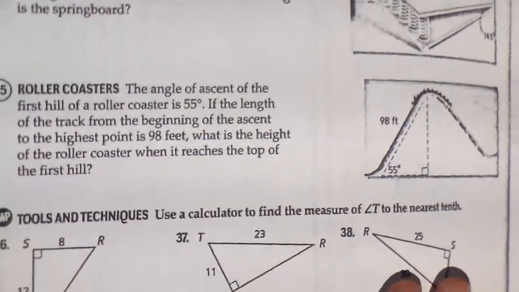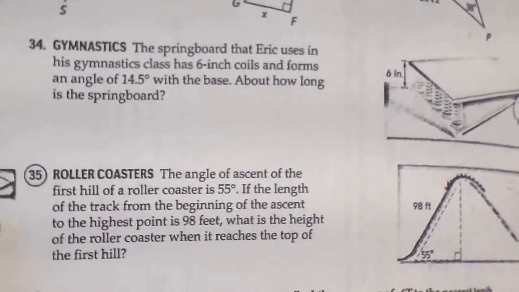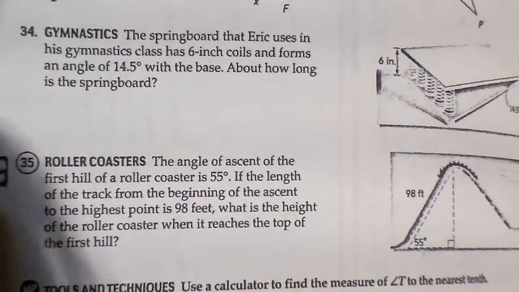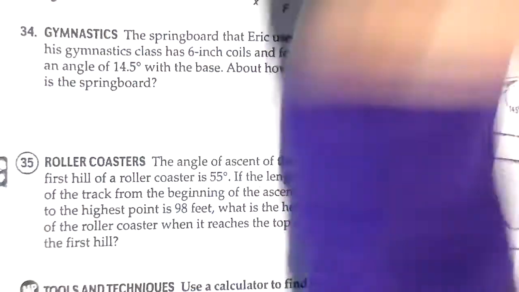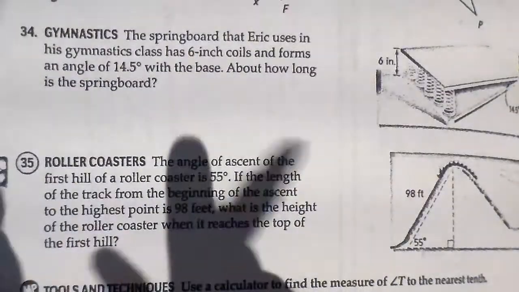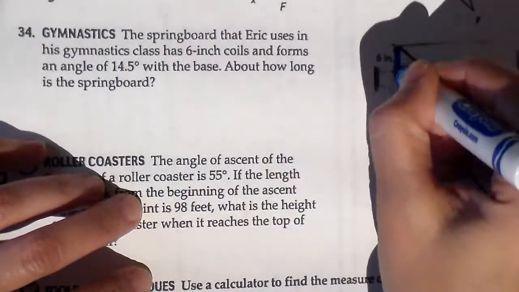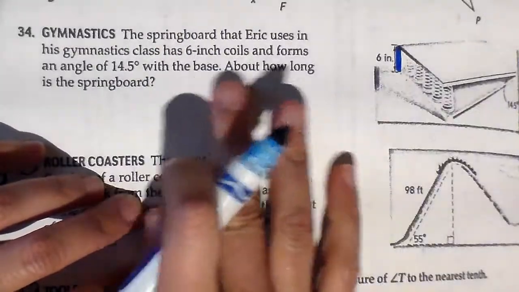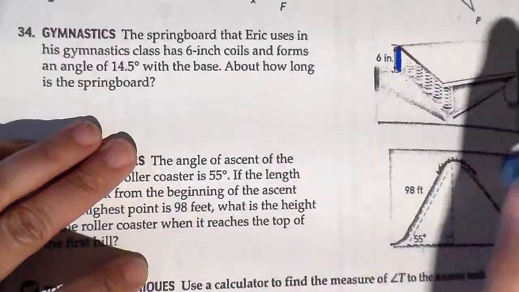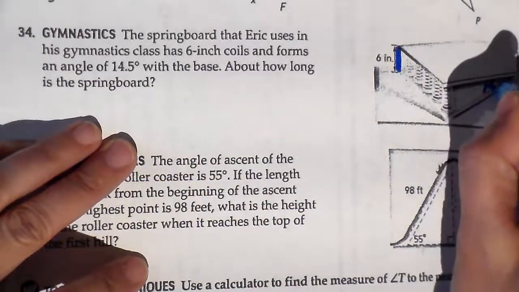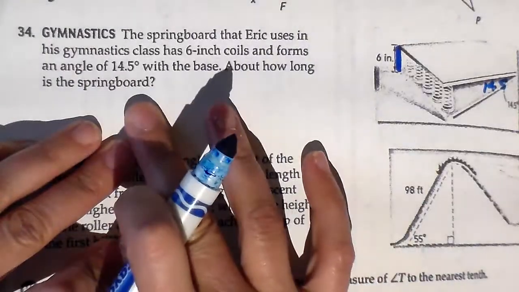Now you also had to do 34 and 35, so let me turn the page here. And you had 34 and 35. Okay, so let's look at some gymnastics here. For this one, it says the springboard that Eric uses in his gymnastics class is 6-inch coils. Okay, so 6 inch is your height and forms an angle of 14.5. So here's the 14.5 angle, okay? How long is the springboard?